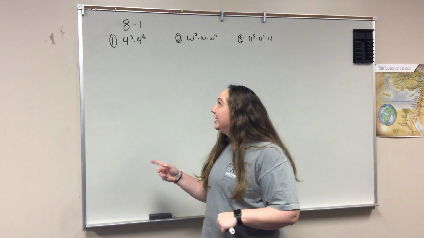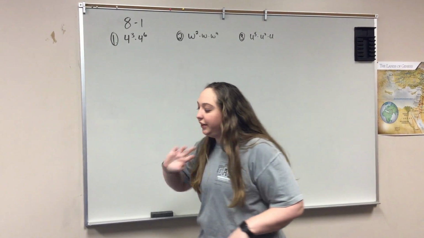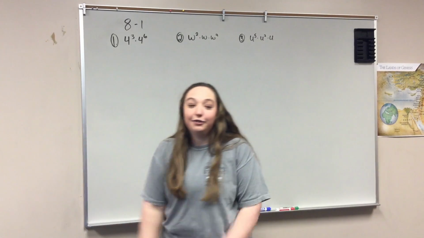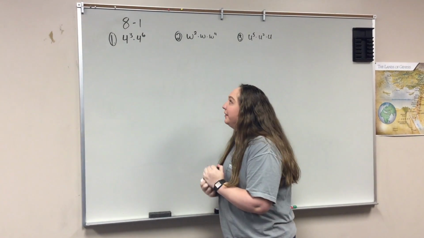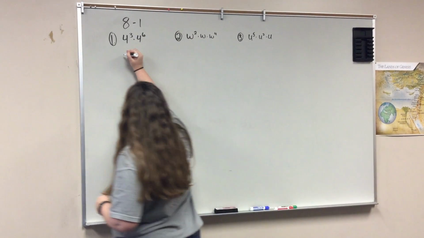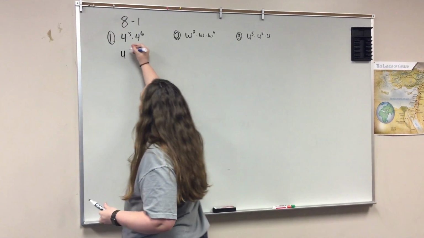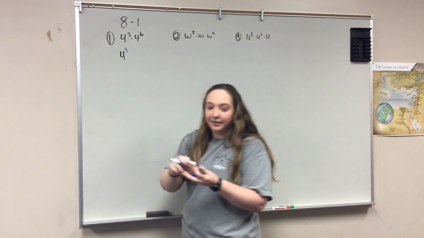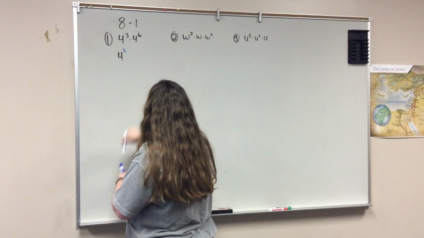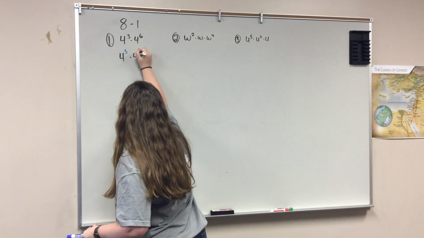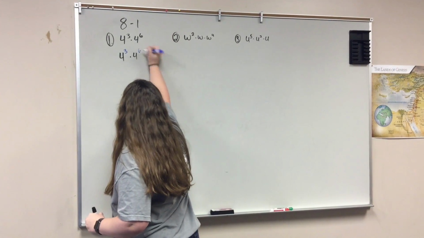The first one, we have 4 cubed times 4 to the 6th. So what we need to do is rewrite, using a single exponent. So the way we want to do this, we have 4 cubed, and I'm going to write this in a different color so you can see what I'm doing. So we have 4 cubed times 4 raised to the 6th power.